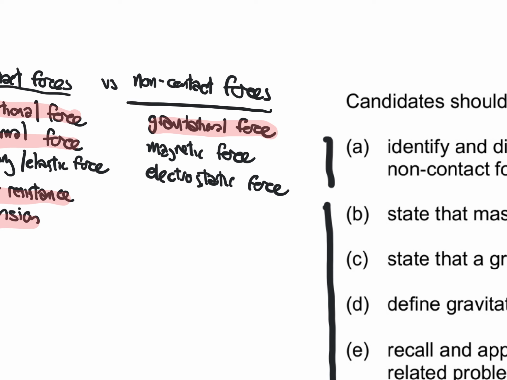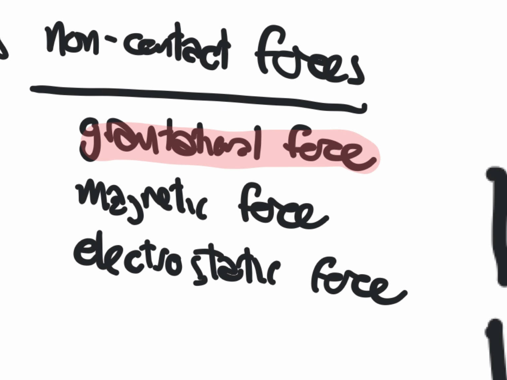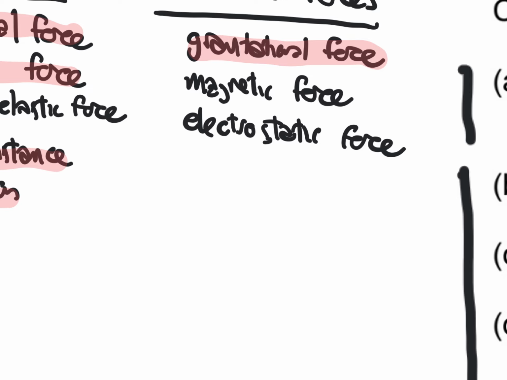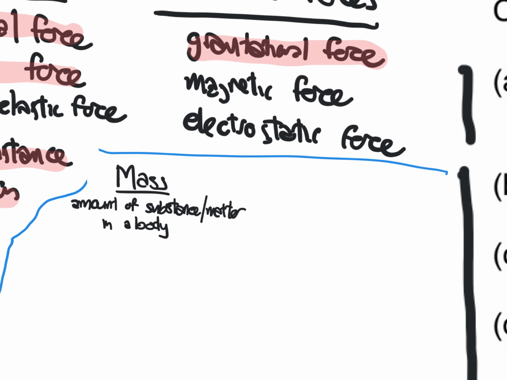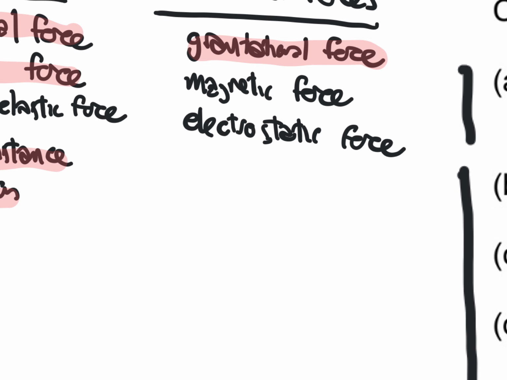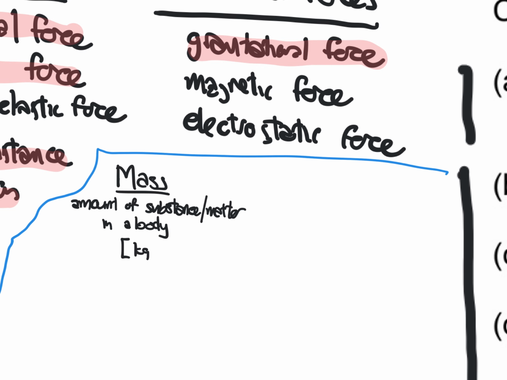So when we talk about gravitational force, we're talking about what is that pull on a mass whenever it enters a gravitational field. Ooh, that means now we need to talk about mass and weight. So we need to define what is mass. Mass is the amount of substance or matter in a body. Now, we did talk about mass in chapter 1, and we did say that when I measure mass, I'm going to be using the SI unit kg.